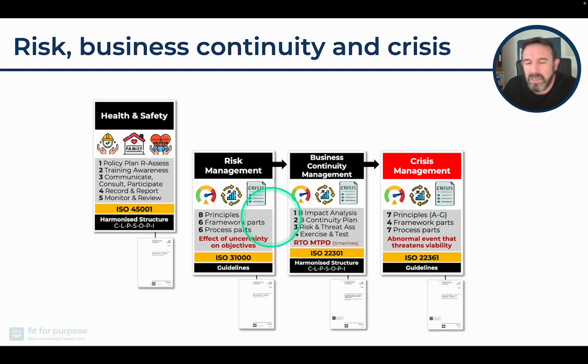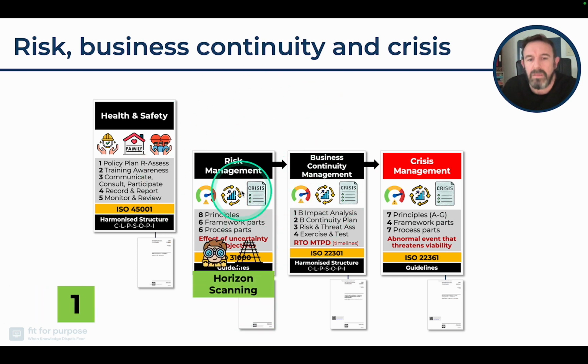We've got risk, that's the effect of uncertainty on objectives. Business continuity, we've always got to think about our timelines. That's maximum tolerable permitted downtime and your recovery time objectives. And then a crisis being that really abnormal event, now that's threatening the viability of the organisation.